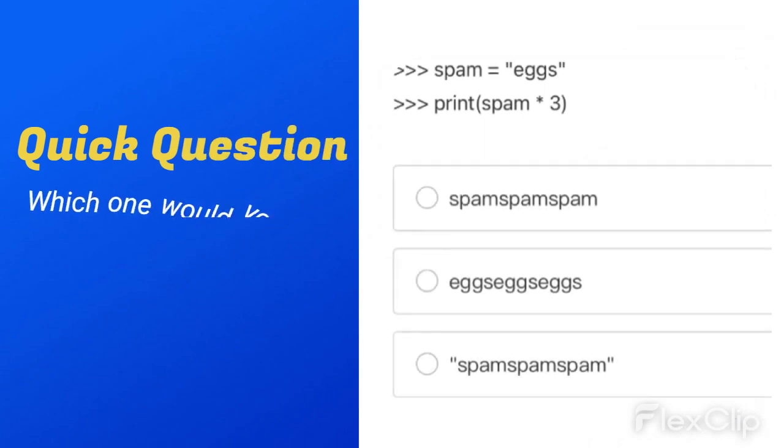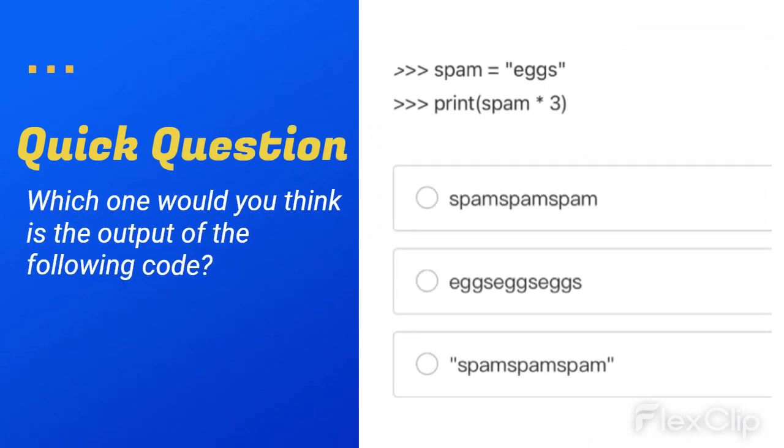Quick question to help you understand. Which one would you think is the output of the following code?